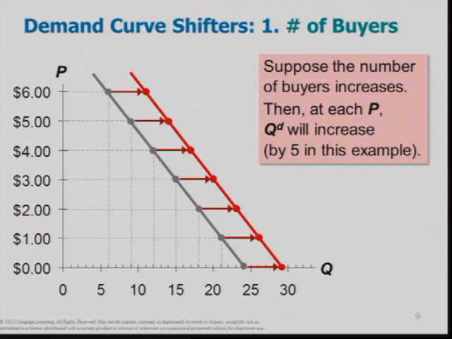Before, it was $4 to $3. It was on sale for $1 cheaper, and that's why people were buying more. Here, at every price, people want more. And there are several things that can cause a change in demand. The first one is the number of buyers.